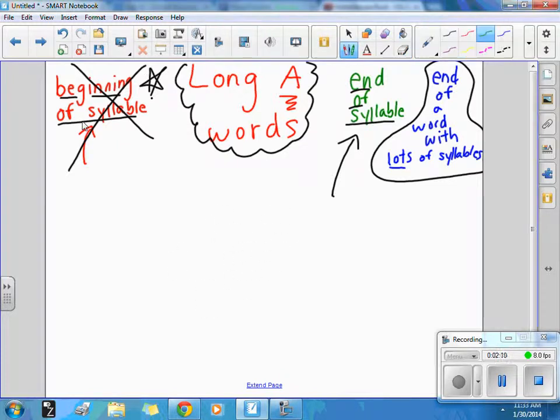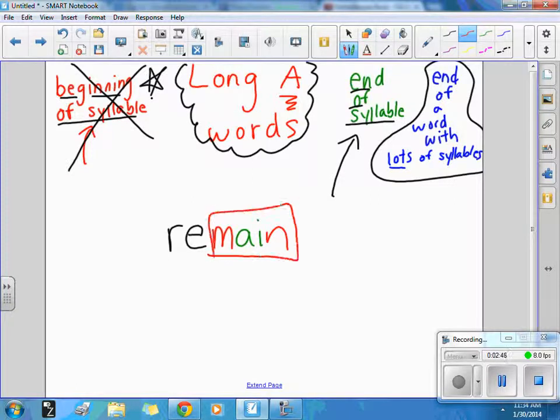Okay, let's try another word with a long A sound at the end of the second syllable, and it's remain. Remain. I had to remain inside instead of going out for recess. Remain. That means to stay again, or to stay back. It should look like this. We've got a little prefix here, re, and then we actually have a base word at the end. Main. With our A who hangs out with his buddy, the I. Okay, go ahead and erase.